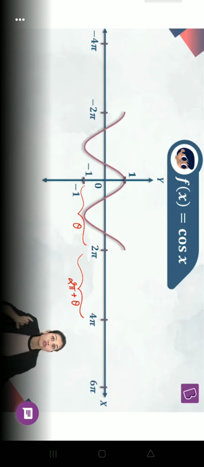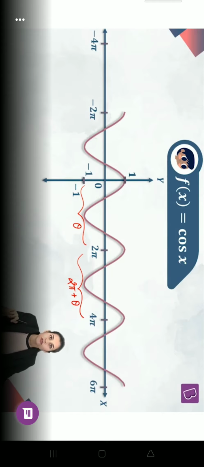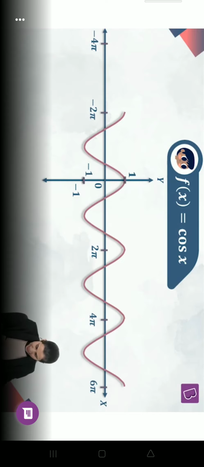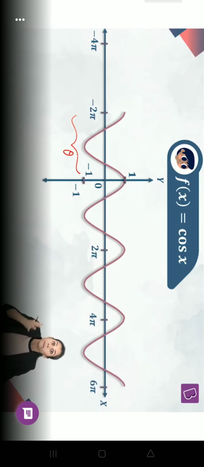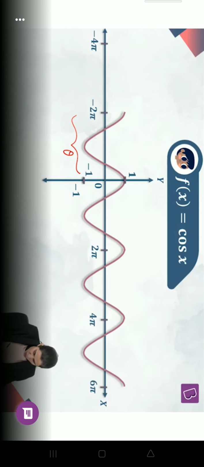just focus on this portion of the graph, then you will observe that the exact same graph is repeated in the interval 2 pi to 4 pi, 4 pi to 6 pi, 6 pi to 8 pi, and so on, minus 2 pi to 0, minus 4 pi to minus 2 pi, minus 6 pi to minus 4 pi, and so on. That means even cos is a periodic function because it is repeating its behavior or it is reoccurring at regular intervals. In fact, to be very precise, cos is a periodic function with period 2 pi.